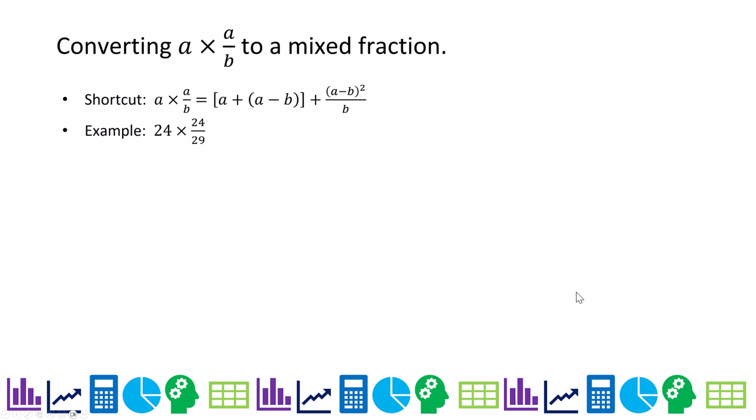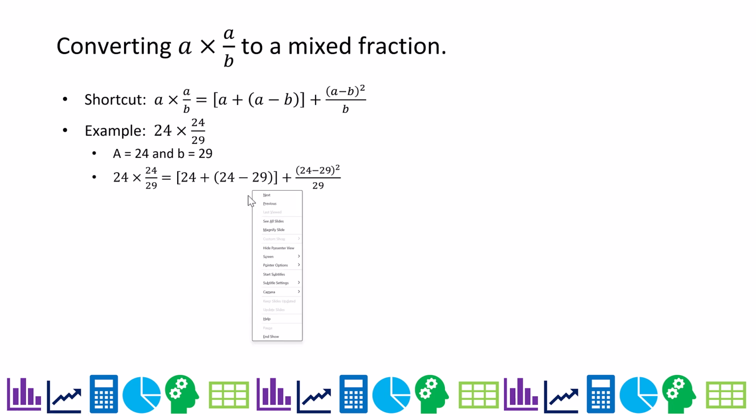Here's your example, how to apply it: 24 times 24 over 29. So your a is 24 and b is 29. If I put this straight into the formula, you take the original number, which is also the number in the numerator, 24, plus the difference, and then you also put that difference squared over the denominator. So we have 24 minus 5 plus 5 squared over 29, or basically 19 and 25 29ths.